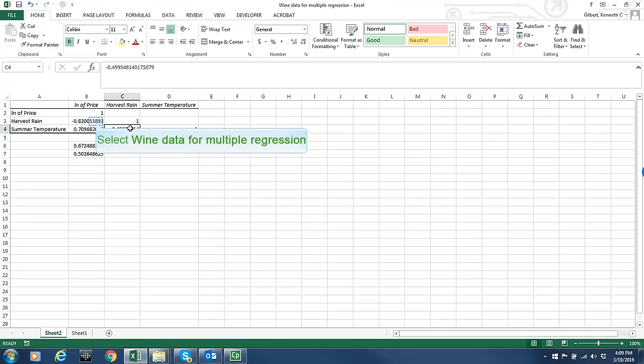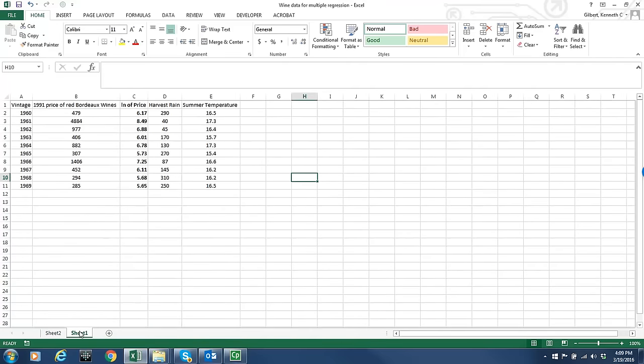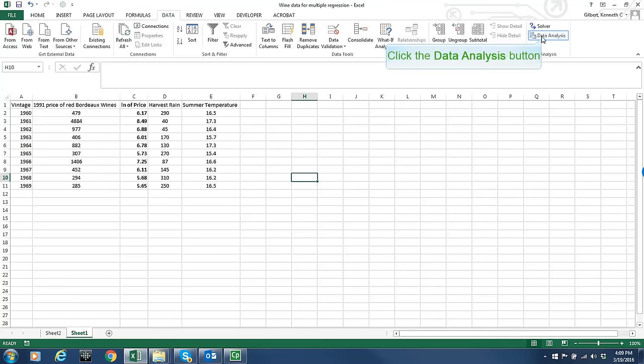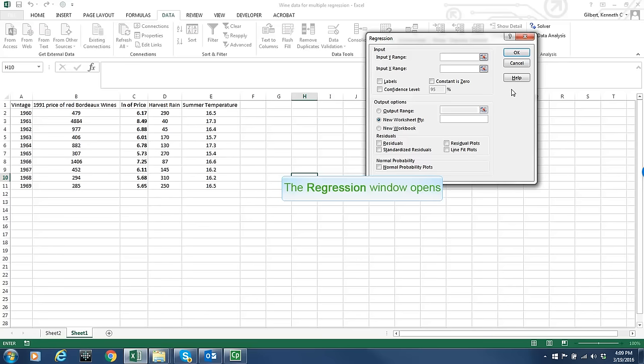So I go back to the data, and remember that harvest rain was the one with the biggest correlation coefficient. So the first thing I would want to do is to build a regression model with harvest rain as the input and natural log of price as the output. So I'm going to go to data analysis. I'm going to select regression, and my input range is natural log of price.